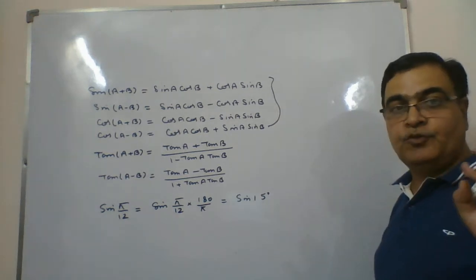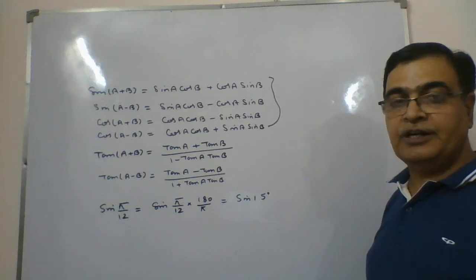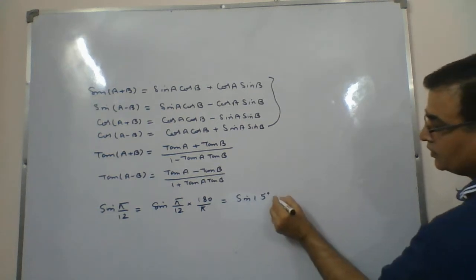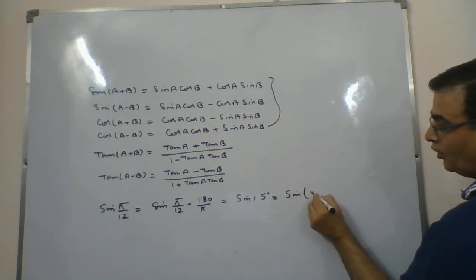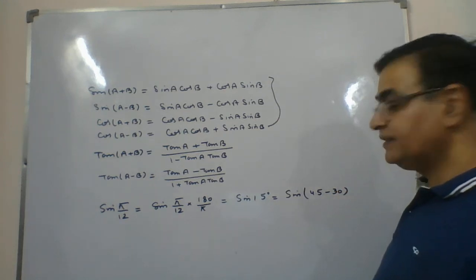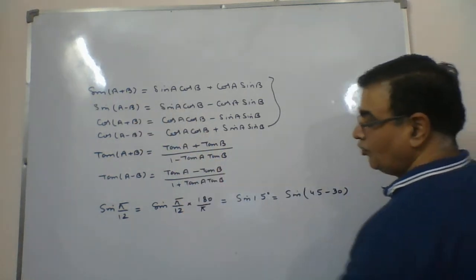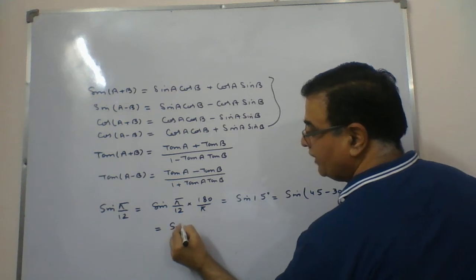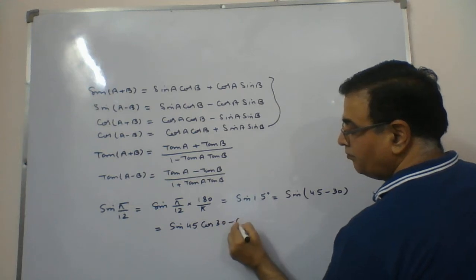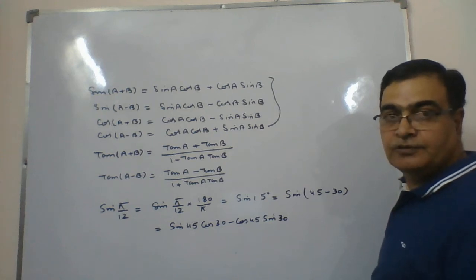Now one thing we know that 15 degree is the difference of two angles which we know, that is one is 45 degree, another is 30, or you take 60 and 45. So this result I can write sine 45 minus 30. Sine 15 is nothing but sine 45 minus 30. That is sine A minus B formula. When it is sine A minus B formula, we should have sine 45 cos 30 minus cos 45 sine 30. This is the result we have.